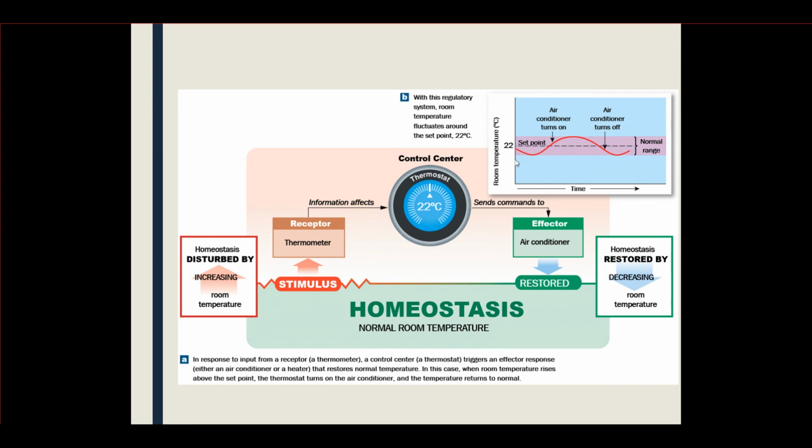Now we don't want the room to get too cold. Once the temperature starts to get too cold, the thermometer is going to say, hey, it's cool enough. Let the thermostat know we're at normal house temperature, and it will shut off the air conditioner. So if you listen to your air conditioner all day, you hear it click on, and then it clicks off. A little bit later, it clicks on, and then it clicks off. And that's exactly what's happening. This is a great example of the receptor, the control center, and the effector in your house.